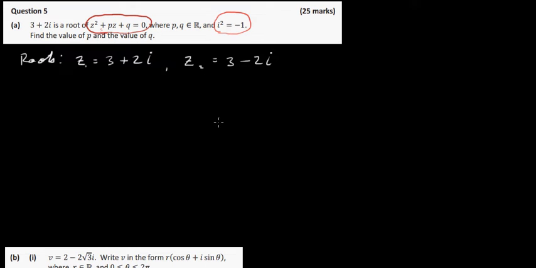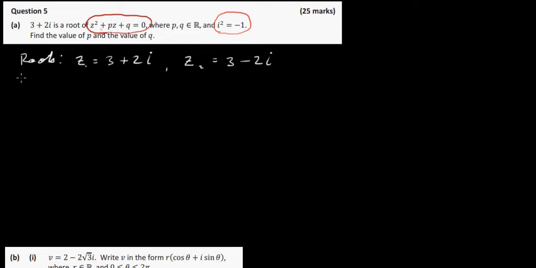The conjugate root theorem just states that if a plus bi is one of the roots of a complex equation, then a minus bi is going to be one of the other roots. Now this is providing that the coefficients are real, so p and q have to be real, we're told that, and we can see that the coefficient of z squared is also real, it's 1.